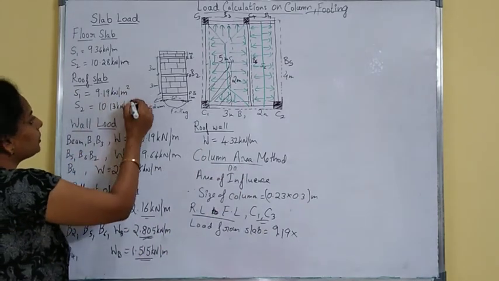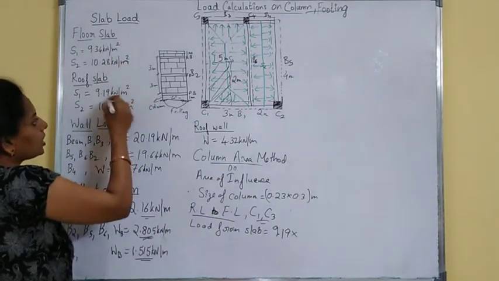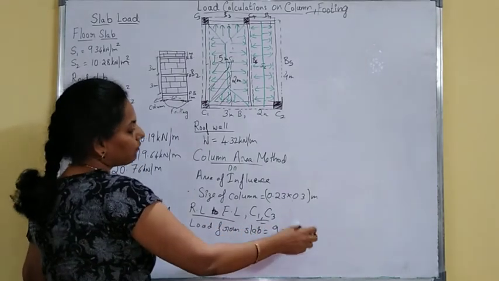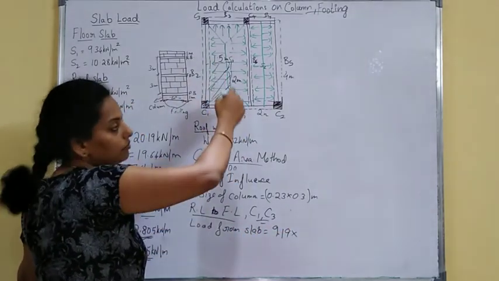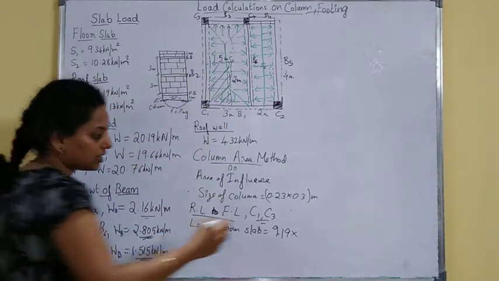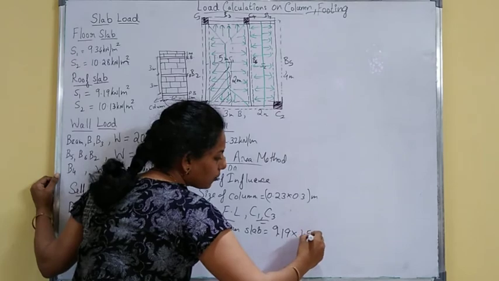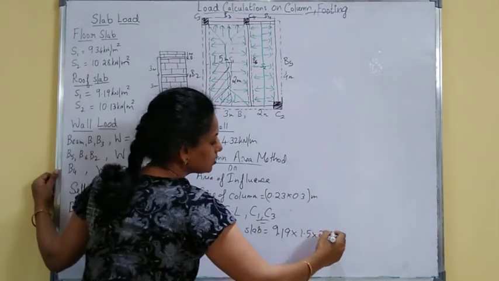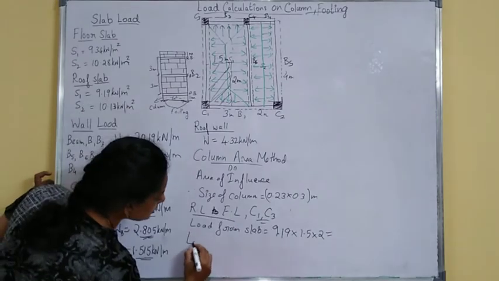Here the slab load will be in kilonewton per meter square, that is 9.19 into, so you have to multiply by the area of influence. The area of influence is 1.5 meter and here it is 2 meter, so it is 1.5 into 2. Okay, calculate.